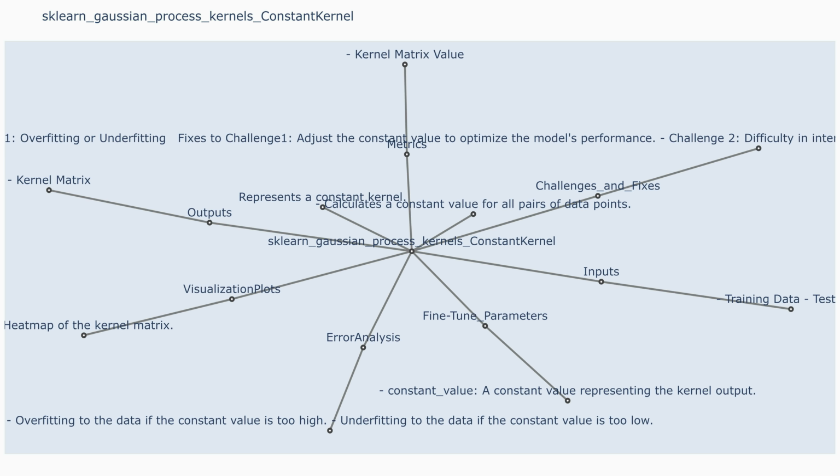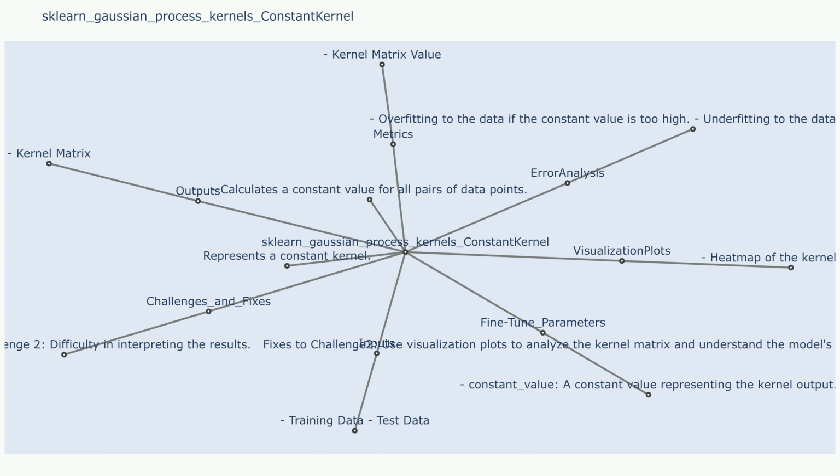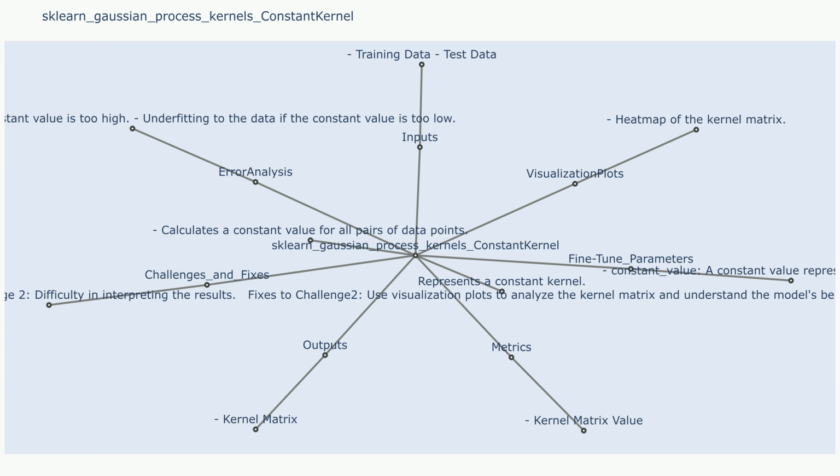sklearn Gaussian process kernel's constant kernel. Description: the constant kernel represents a constant function in the Gaussian process (GP) model. It is a simple kernel that assumes the target function is approximately constant, leading to a flat prior over the function space. This kernel is often used in combination with other kernels to account for global bias or scaling.